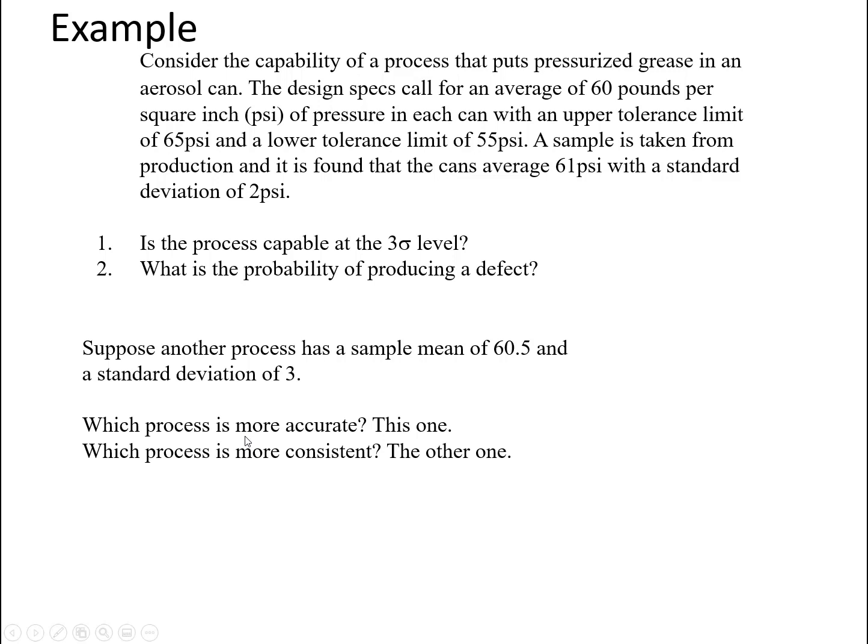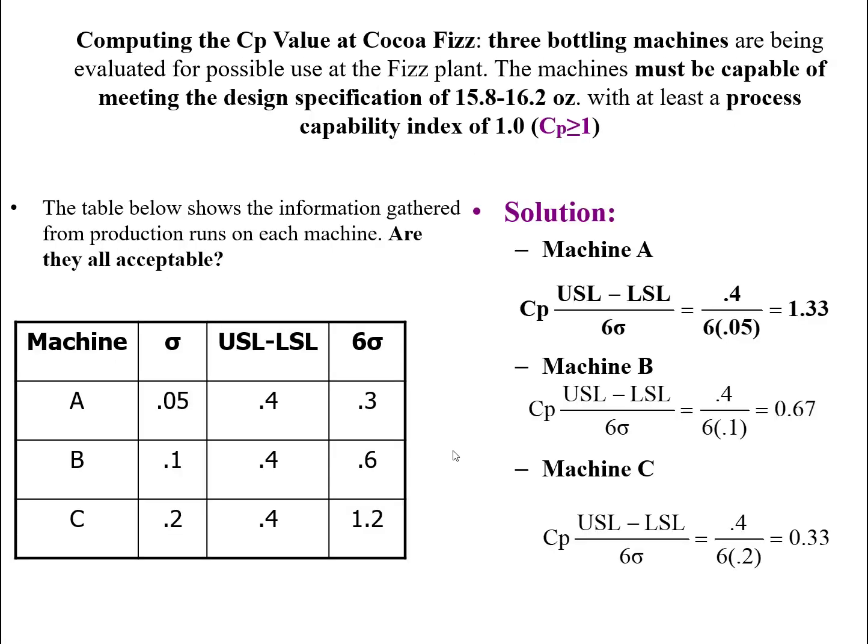So now you need to tell me, this is your assignment and you will submit it to me, whether the process is capable for this mean 60.5 and for this standard deviation for 3 sigma. Which process is more consistent, the other one or this one? So you can easily solve this example.